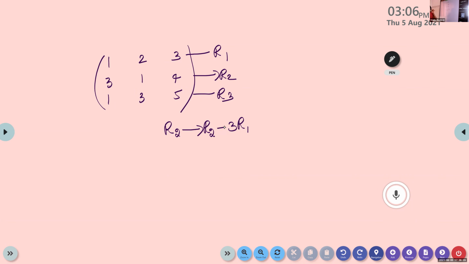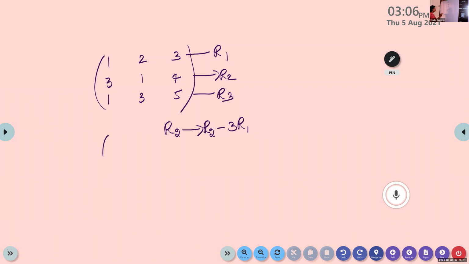We should make the entry 0. I want 0 there. Then what can we do? Like in the elimination method, how do we do it? We multiply this equation; instead of an equation, here a row is there. You multiply by 3 and subtract. So the change is happening in R2. How does it get changed? R2 gets R2 minus 3R1.